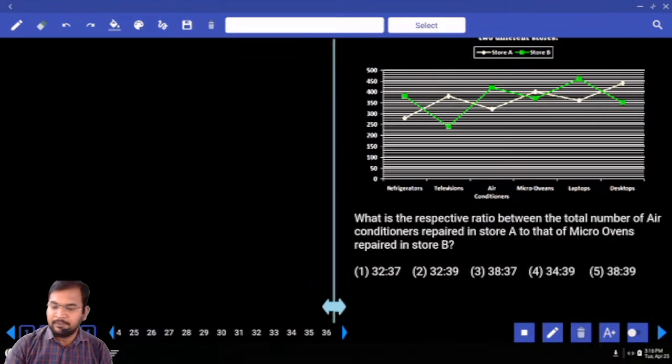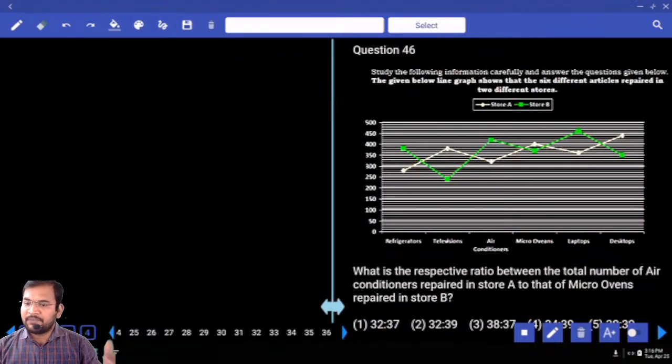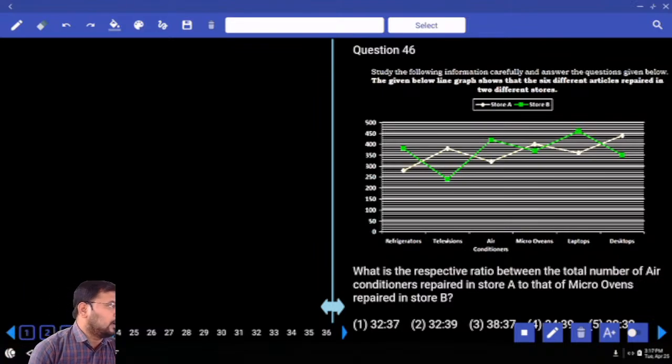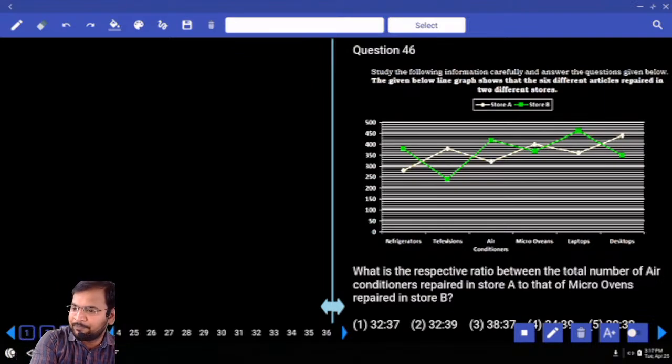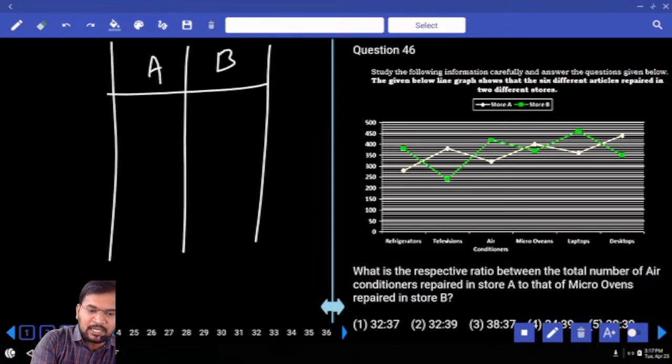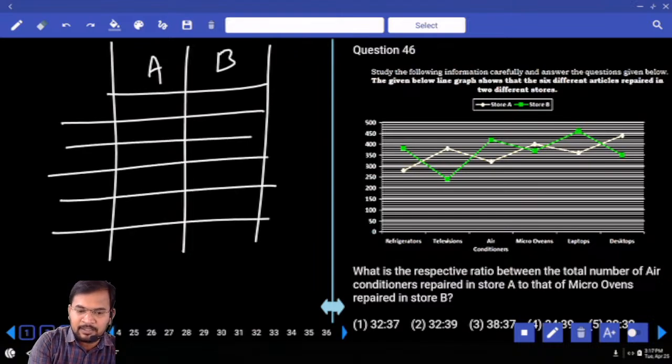Next, see the next DI. They have given store A and store B data. All of you clear? Now, if you copy those numbers, it is very easy for you, because every time you look at that data, it will take some time. So just copy that data, store A, store B. And what are those articles? Refrigerators, televisions, air conditioners, microwave ovens, laptops, desktops.